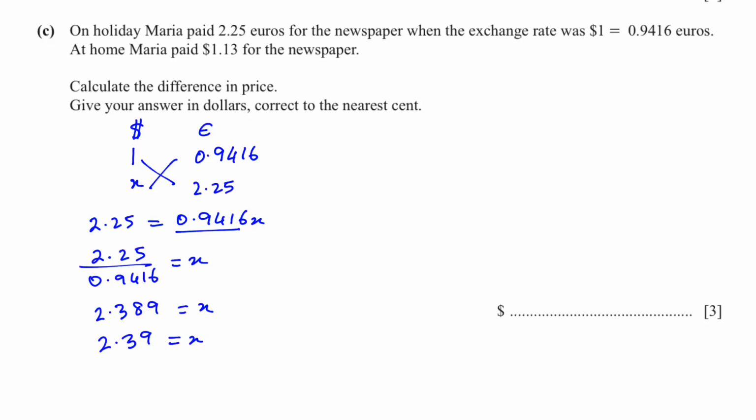So now it will be 2.39 subtract 1.13. This is what she paid in her hometown. You will get 1.26. So $1.26 is the difference.